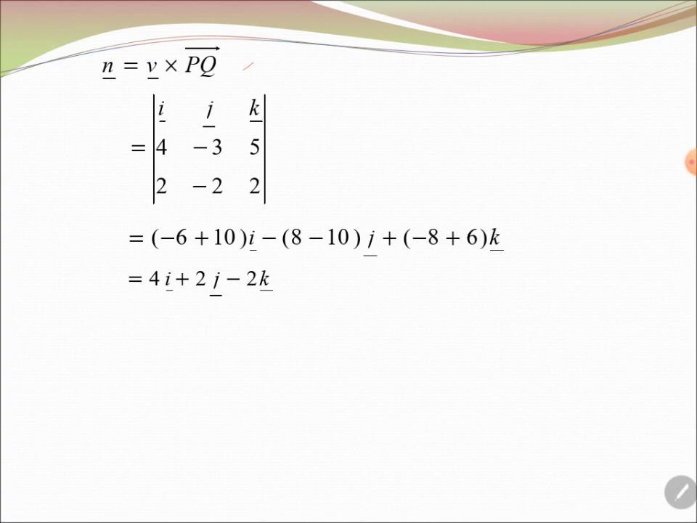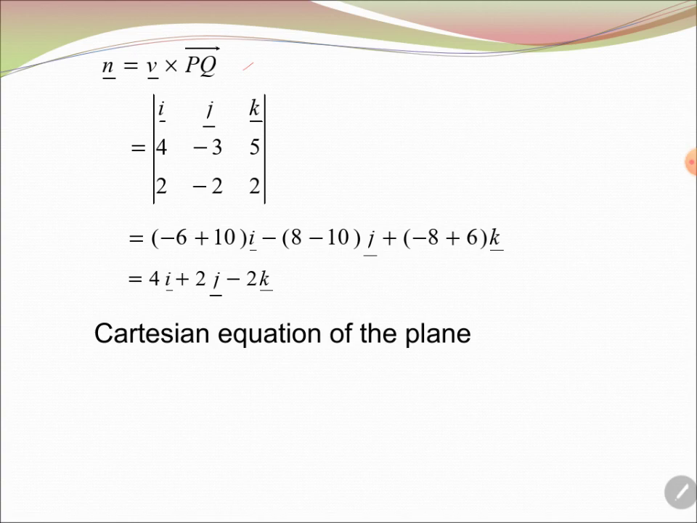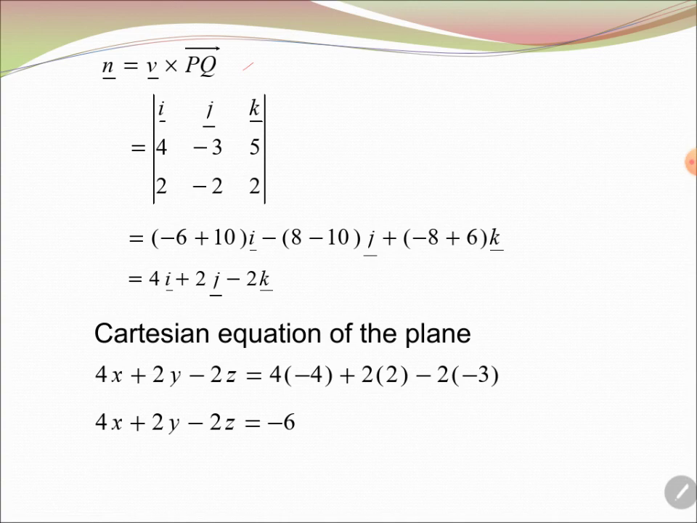And we can take point Q. Why? Because it passes through point Q for both PQ and the direction vector V. Okay, what is point Q? Our point Q is negative 4, 2, and negative 3 with a normal of 4, 2, and negative 2. So the Cartesian equation is 4x plus 2y minus 2z equal to negative 6.